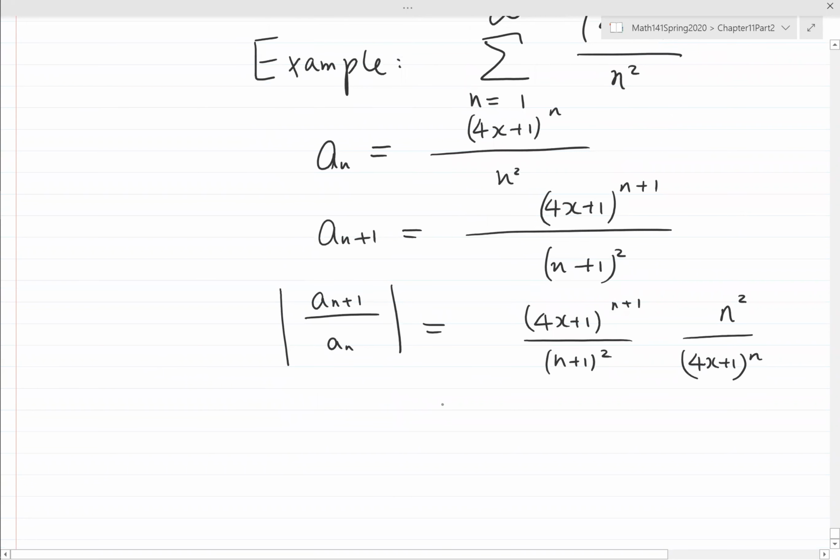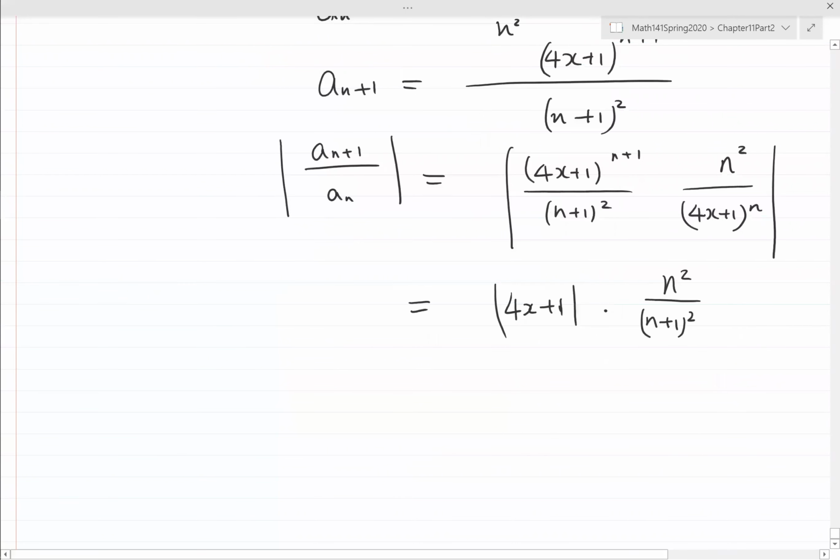Okay, so if you do cancellation, don't forget this absolute value. Now (4x+1) to the power n plus 1, cancel a factor (4x+1) to the power n. Then we get the absolute value of 4x plus 1, times n squared over (n+1) squared. And then we need to find this ratio, the limit as n approaches infinity of a_(n+1) over a_n, which is the limit. Here x is fixed, n approaches infinity.